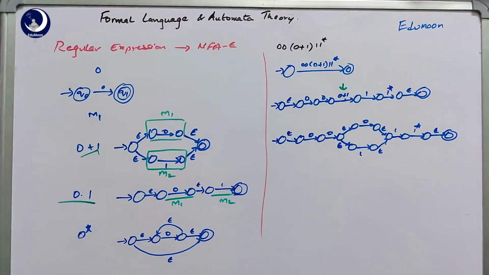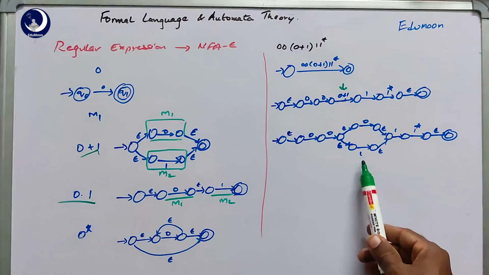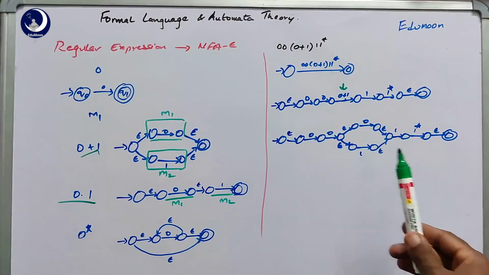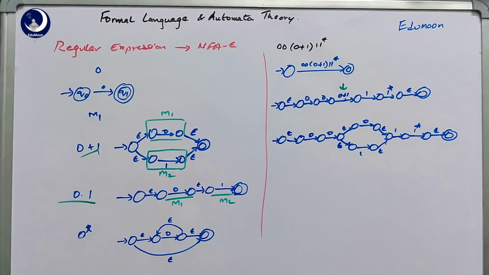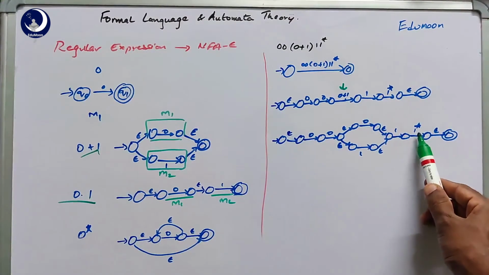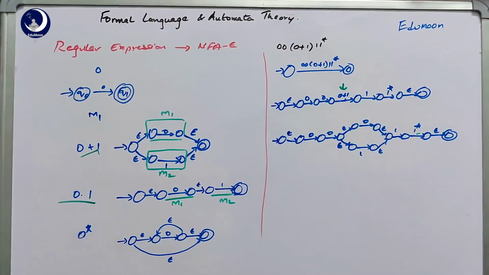So this is how we expanded 0 plus 1 using the closure rule. That is, we put this entire machine over here in place of 0 plus 1. So we get that expanded. Now finally, in the regular expression there is only one more operation, that is 1 star. We are going to expand that 1 star using the same diagram we used for 0 star. So the final diagram will be like this.